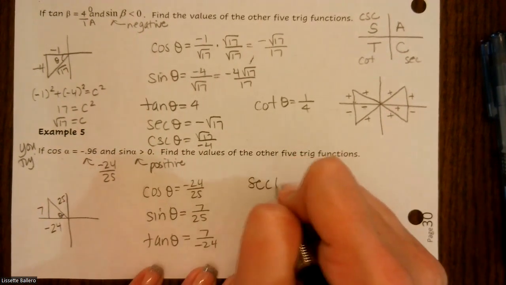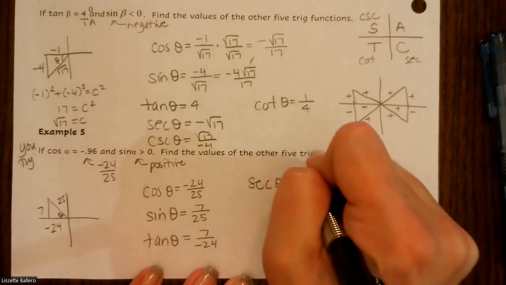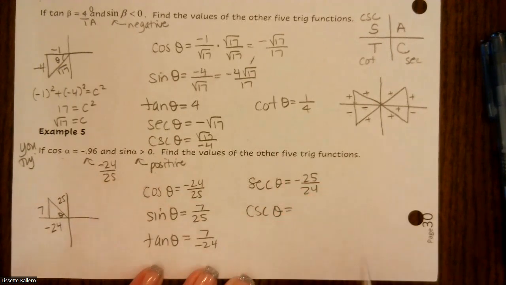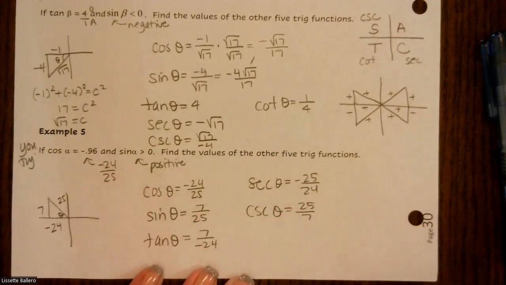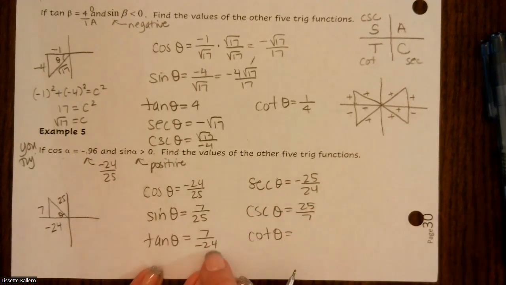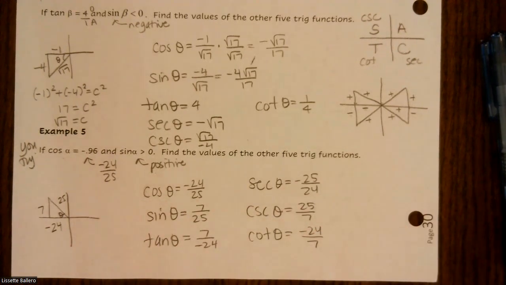Now my reciprocal. So secant is the reciprocal of cosine. So I'm going to flip this one, and I get -25 over 24. Cosecant is the reciprocal of my sine one, so I get 25 over 7. And then cotangent of theta is the reciprocal of this one, so I get -24 over 7. So there's my 6 trig functions.